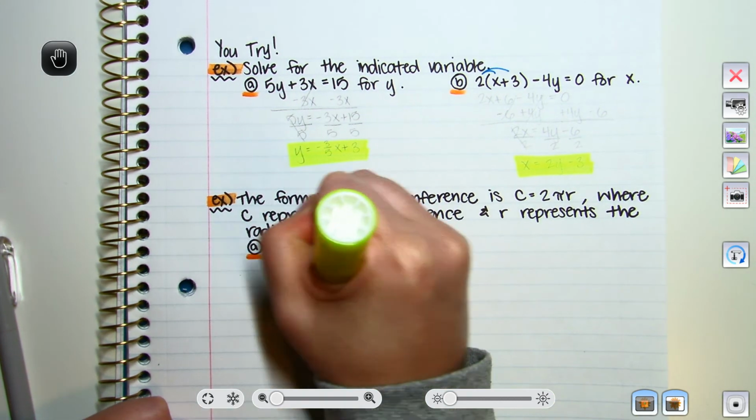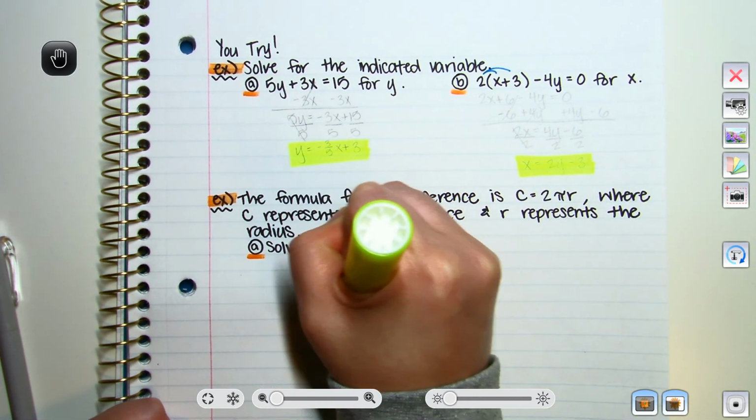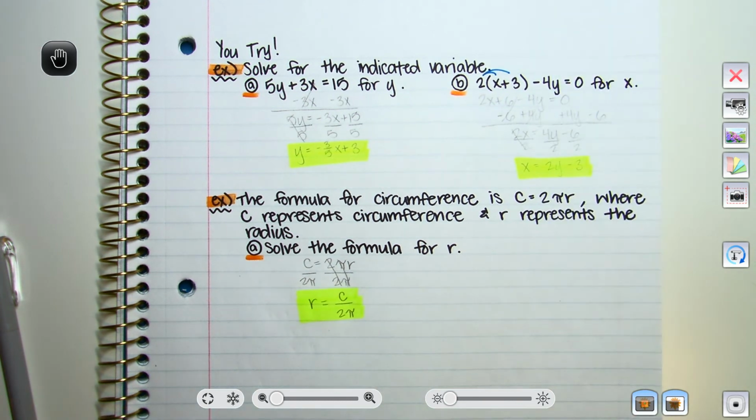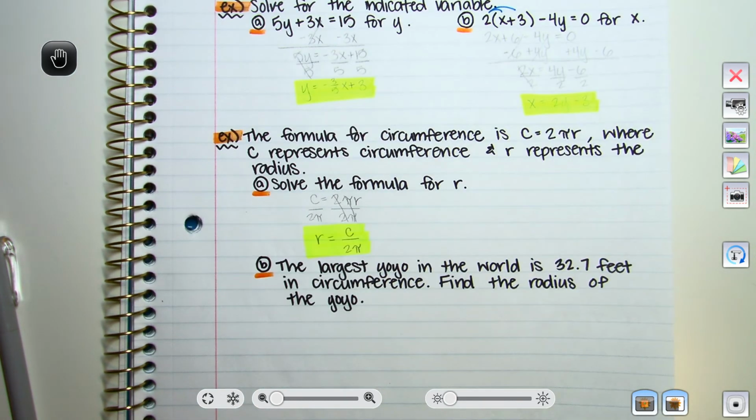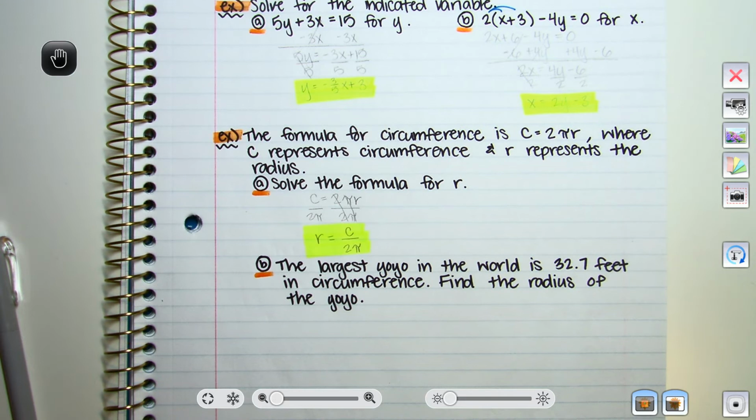And that's my answer. We have now solved for r. I'm going to go ahead and pause this and write down part B. So part B, we learned that the largest yo-yo in the world is 32.7 feet in circumference. That is a huge yo-yo. And we are asked to find the radius.